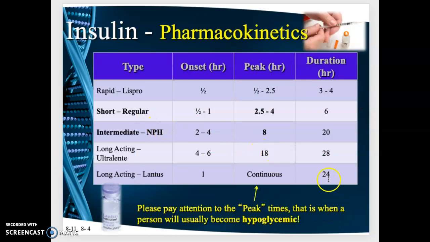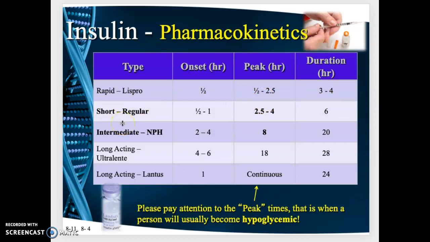So let's look at this slide here. And you can see that the rapid insulin, or Lispro, this is the very common one that we give in the hospital to our patients when we check their blood sugar before meals and their blood sugar's high. It's usually this Lispro that we give nowadays to our patients in the hospital. And you can see that it peaks right around an hour to 2 hours.